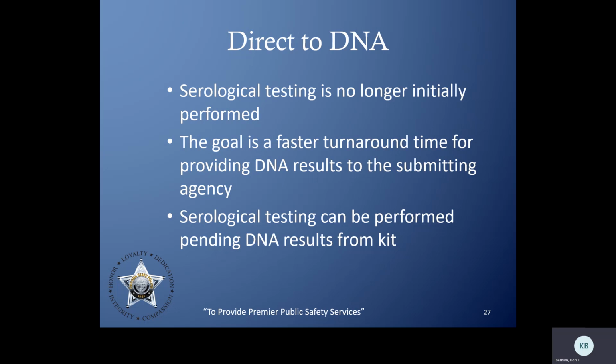Since spring of 2016, the OSP lab system has followed a direct to DNA process for SAFE kit evidence. That means that we no longer perform serological testing initially on SAFE kits. Our goal with this direct-to-DNA process is to obtain a faster turnaround so that we can get DNA results to the law enforcement agency and the district attorney's office in a timely fashion. We can still go back and perform serological testing on any SAFE kit if it's helpful to the investigation, but we don't do it routinely.